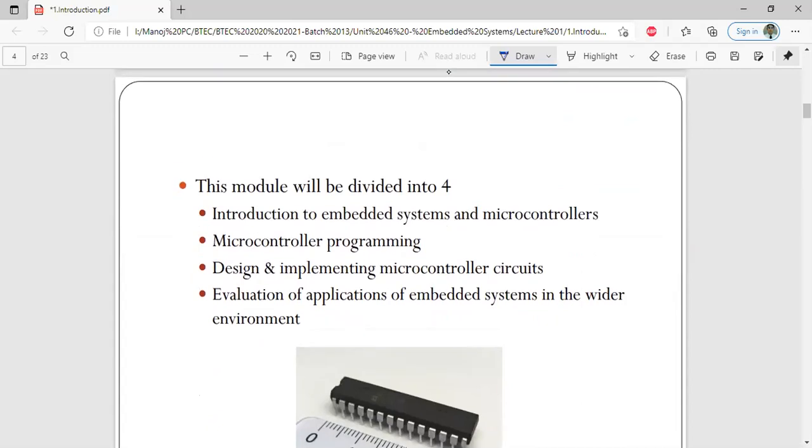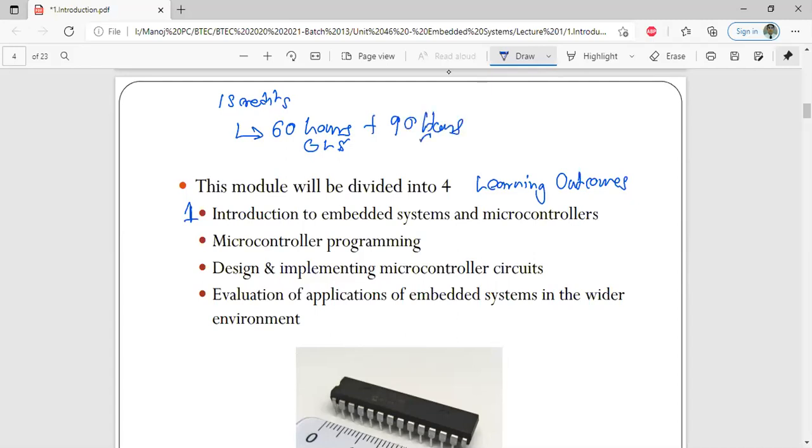Okay, so this module is divided into four learning outcomes, right? The first one is the introduction to embedded systems and microcontrollers. Another thing that I need to tell you is that this is a 15 credit unit, and in most of the subjects we have 60 hours of GLH. GLH means guided learning hours. That means this is where you have your lectures, practicals, and everything, and the remaining 90 hours are non-guided learning hours.